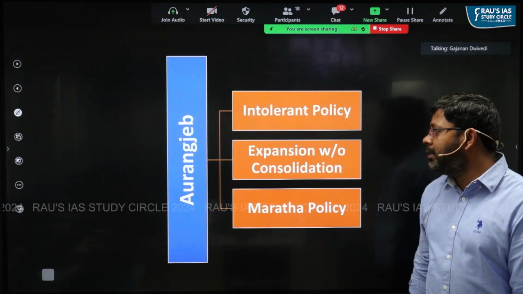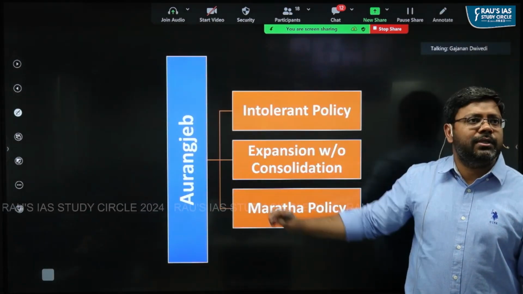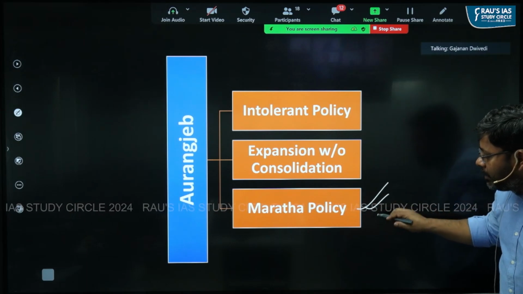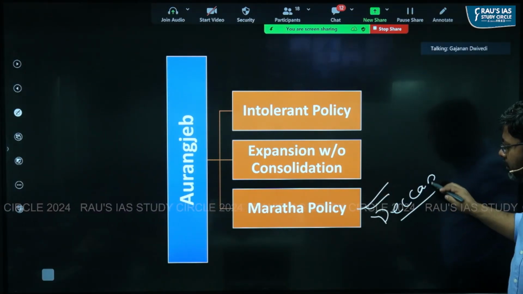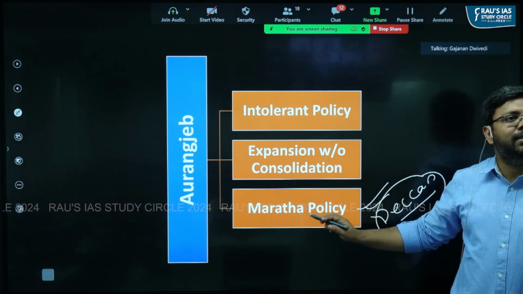Then see this. आपने बोला Aurangzeb's policy. The Maratha policy in Deccan was a failure that drained the resources of empire. This was one of the reasons why the Mughals declined.